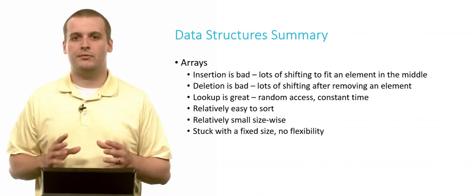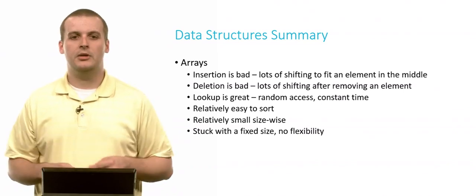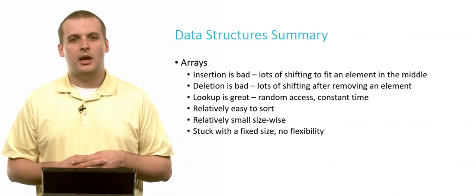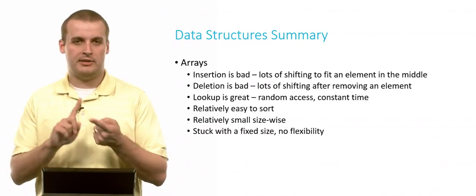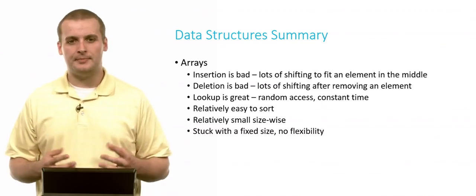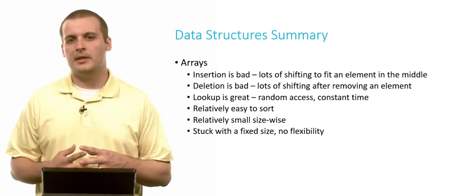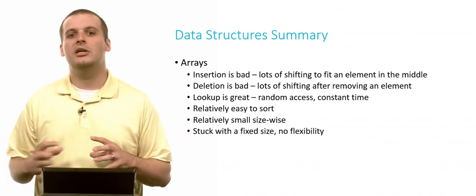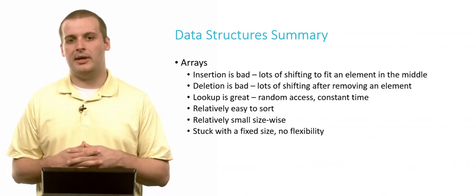Lookup, though, is great. We have random access constant time lookup. We just say 7, and we go to array location 7. We say 20, we go to array location 20. We don't have to iterate across. That's pretty good. Arrays are also relatively easy to sort, and every time we talked about a sorting algorithm, such as selection sort, insertion sort, bubble sort, merge sort, we always used arrays to do it, because arrays are pretty easy to sort relative to the data structures we've seen so far. They're also relatively small. There's not a lot of extra space. You just set aside exactly as much as you need to hold your data, and that's pretty much it. So they're pretty small and efficient in that way.